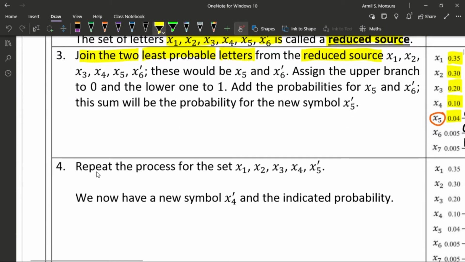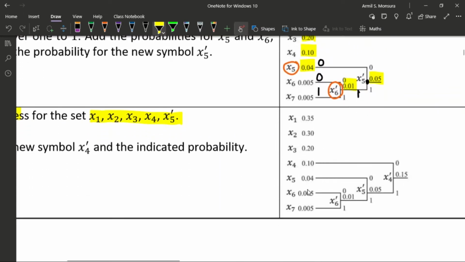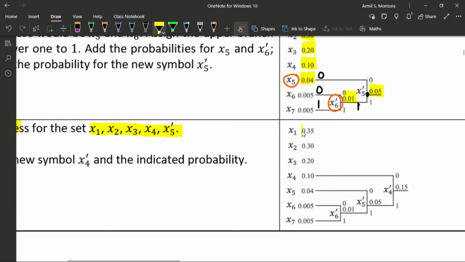We repeat that process for the reduced source. In that case, we combine the lowest, so we look at the probabilities: 0.35, 0.30, 0.20, 0.10, and 0.05. Now we join the two least probable symbols, which in this case would be X4 and X5 bar. We join them on a node and add their probabilities. So 0.10 plus 0.05 results in 0.15 probability for the subset X4 bar or X4 prime.